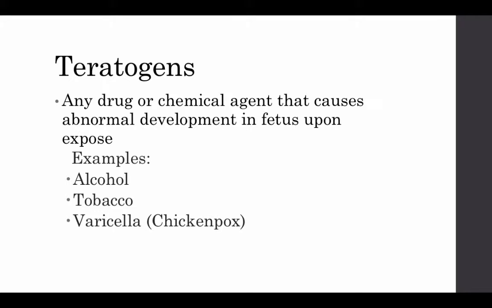During this critical period, the infant is most susceptible to teratogens, which are any drug or chemical agent that causes abnormal development in the fetus upon exposure. Examples of teratogens include alcohol, tobacco, environmental toxins, and can also include viruses. So during this embryonic phase of 2 to 8 weeks, we know that the infant is far more susceptible to a lot of external factors that can negatively influence the development of their organ systems.